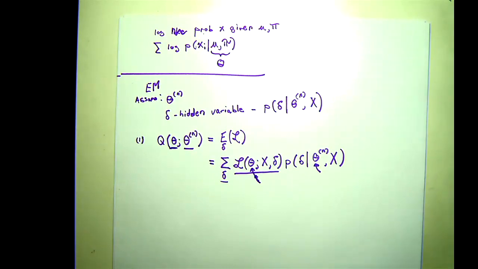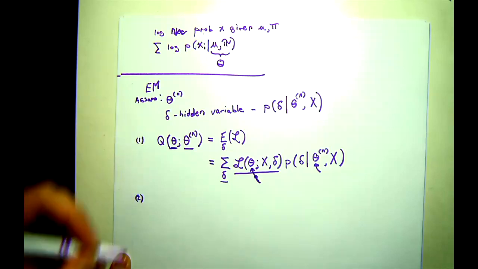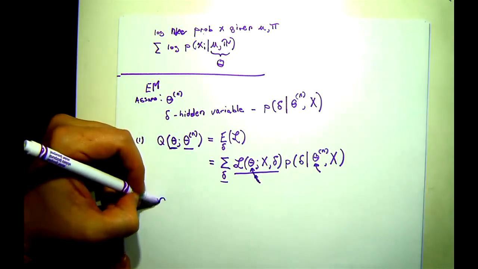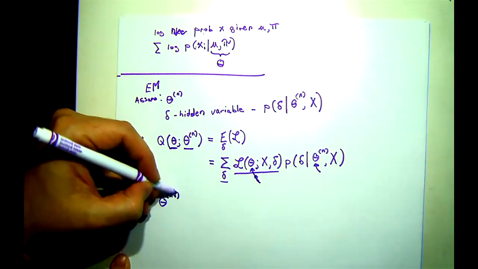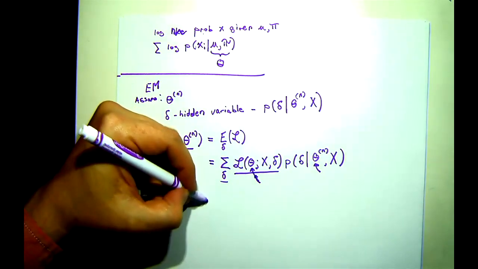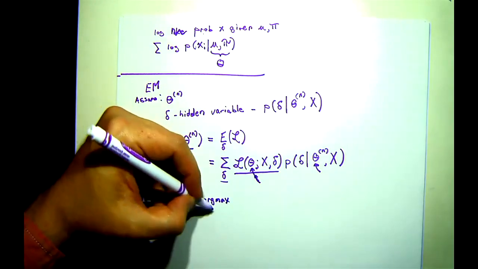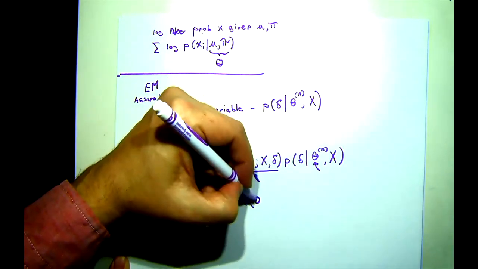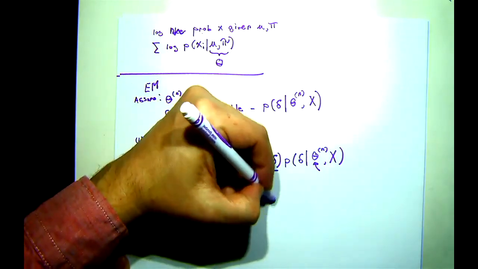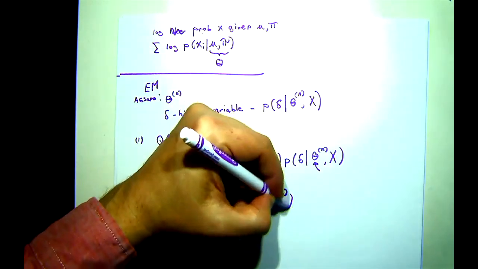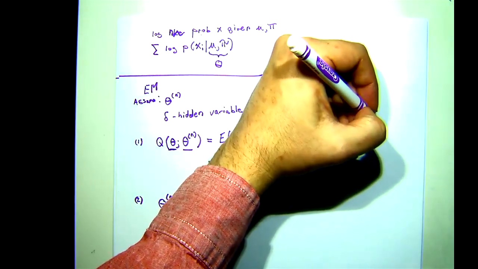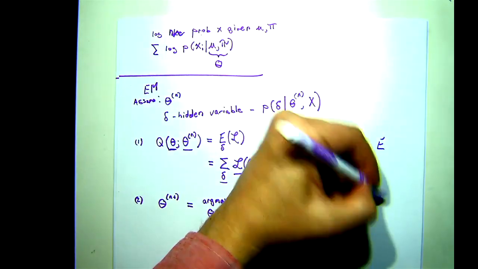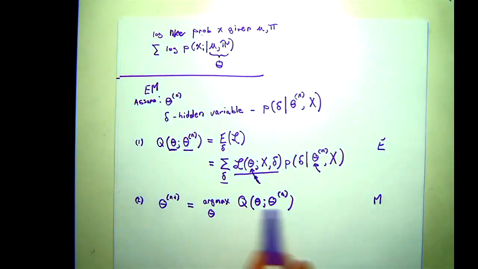So the second half, or the second step of EM is called the maximization step. So this is where we take n plus 1, and this is just the argmax of theta of the Q function of theta given the theta n. So this is the expectation step, and this is the maximization step. So basically, you take this function we defined, you look at all possible thetas, and you come up with the most likely theta given that function.